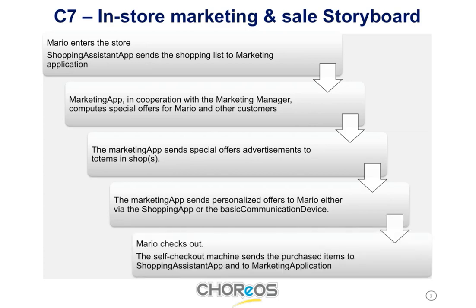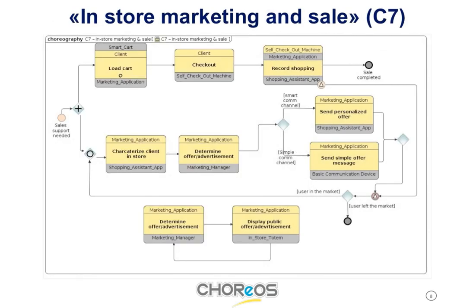When Mario checks out, this information is notified by the self-checkout machine to the shopping assistant application service, including the list of the purchased items. The same notification is forwarded to the marketing application service. This picture shows the BP model diagram relevant to the in-store marketing and sale scenario. In this picture, the enter shop process is not included.